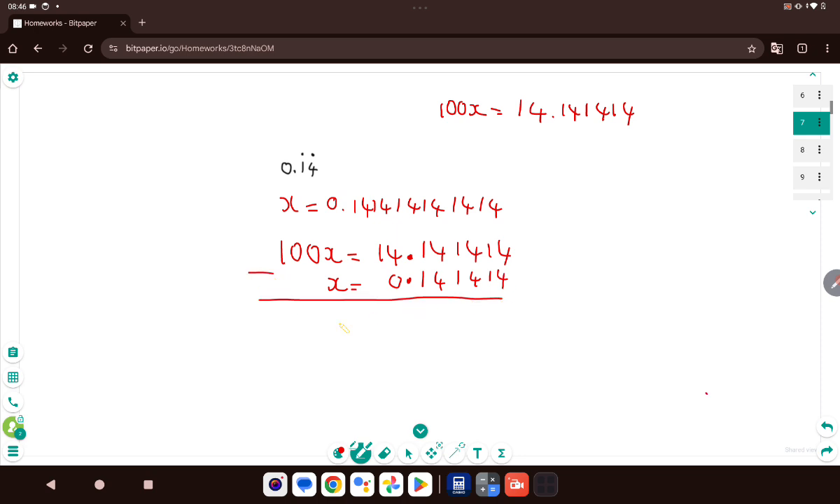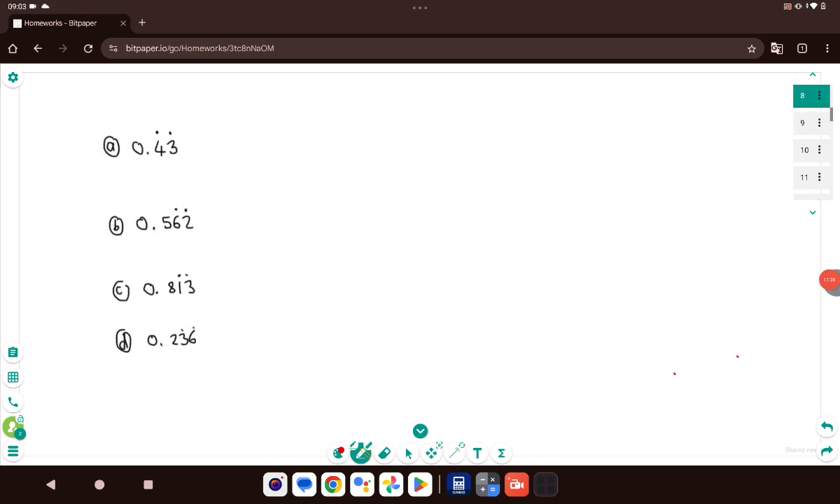100x take away 1x is 99x. All of these disappear to become 0. 14 take away 0 is 14. Make x the subject by dividing both sides by 99. Okay, have a go at these 4 questions now. Put me on pause and press play when you're done.